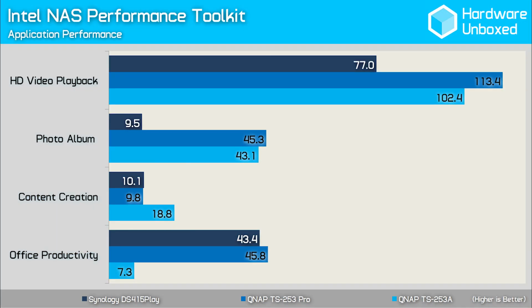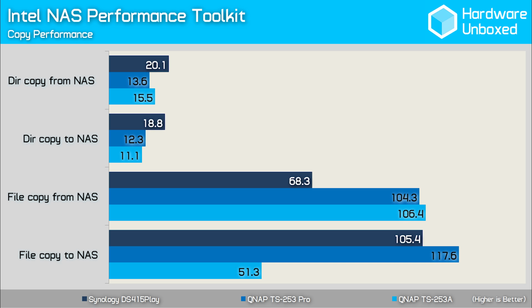The performance of the TS253A is very strong, and we can see that in many of the tests it's able to max out the gigabit network connection with performance just north of 100 MB per second. First, let's look at the application performance. Here we have slightly mixed results, though for the most part the TS253A is very impressive, particularly in the content creation test. Now, when looking at the file and directory copying results, we see that for the most part the TS253A does very well, especially given it's being compared to some pretty stiff competition. The download, or 'from NAS' performance as Intel labels it, was most impressive.